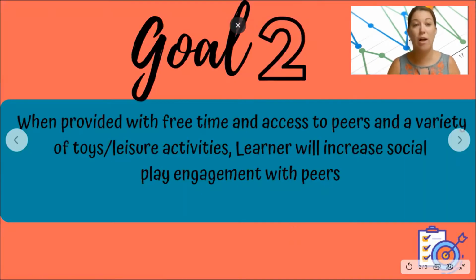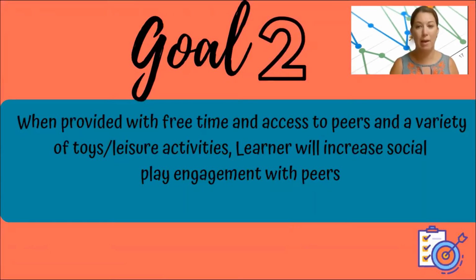Goal 2 reads as follows: when provided with free time and access to peers and a variety of toys or leisure activities, learner will increase social play engagement with peers. Okay, so provided free time. I'm looking for a structured observation for this goal. So we want to set aside a specified period of time. So let's say we're doing a 10-minute observation.